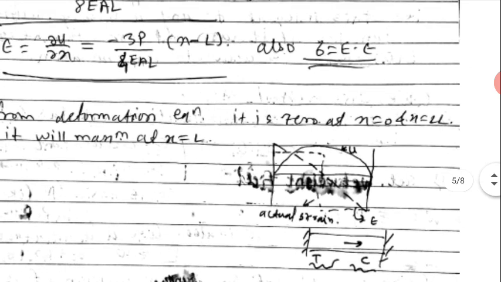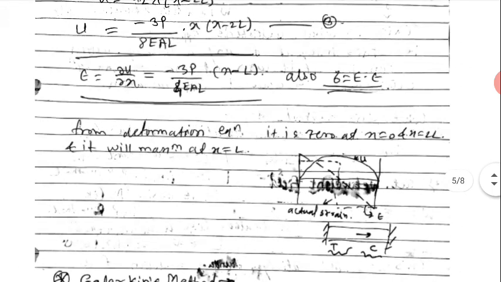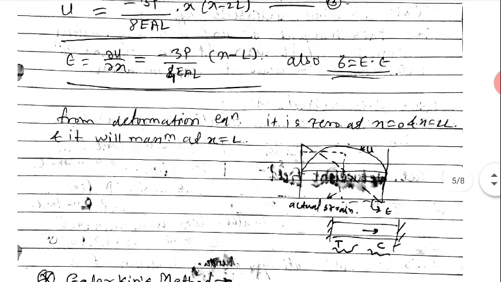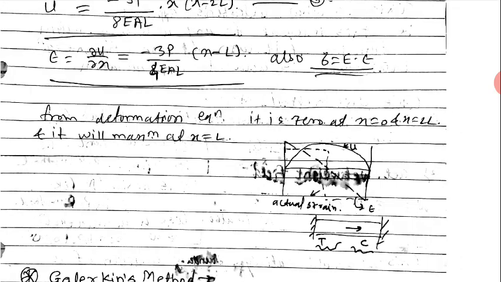Lastly, we can see the behavior of this potential energy. We can conclude that the deformation is 0 at x equal to 0 and x equal to 2L, that is at the extreme conditions, the deformation is minimum, and it will be maximum at the mid, that is where the load is acting, and the load is acting at x is equal to L.